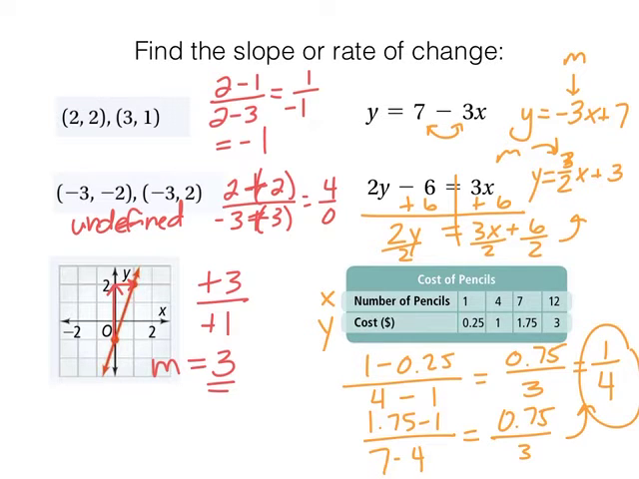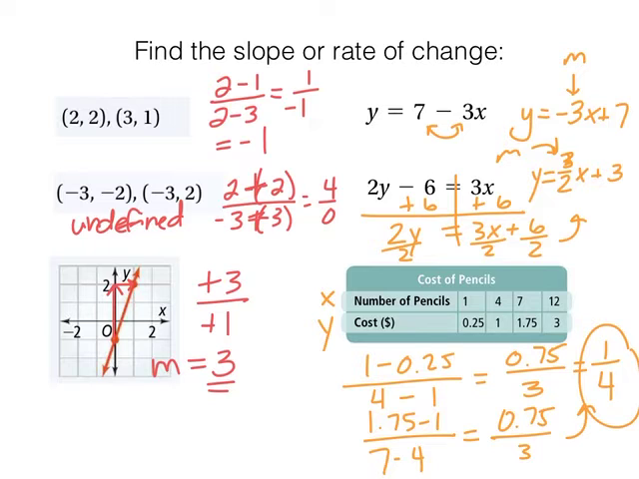On this one, we're finding a rate of change, x and then y, because the number of pencils and the cost are the input and output. So the input is the number of pencils, and the cost, that's the output. So the independent variable x and the dependent variable y. The cost of the pencil depends on the number of pencils. So I took, in each case, I found y minus y over x minus x, and in each case it comes out to be 1/4, or 0.25.